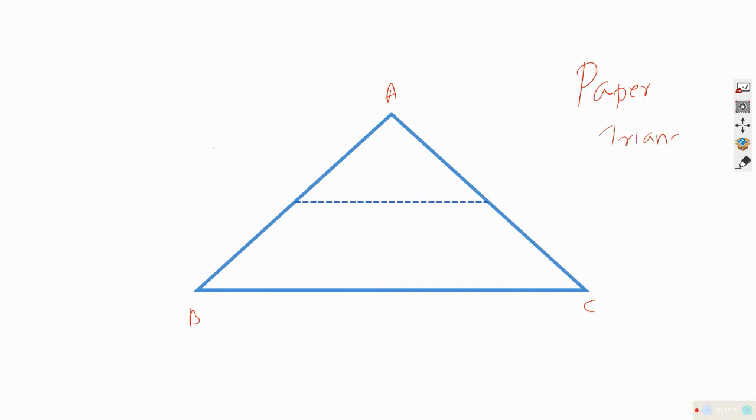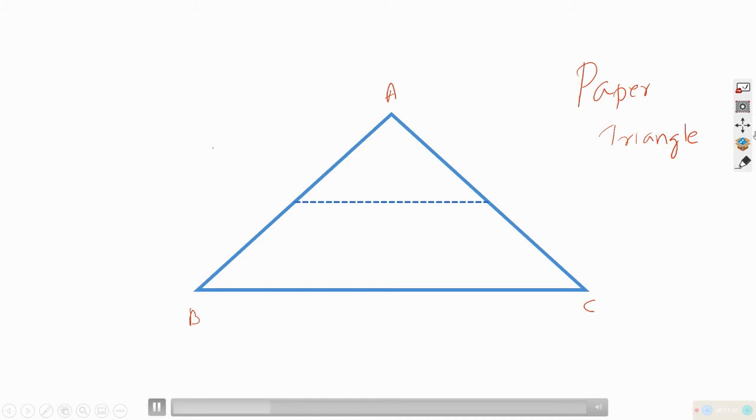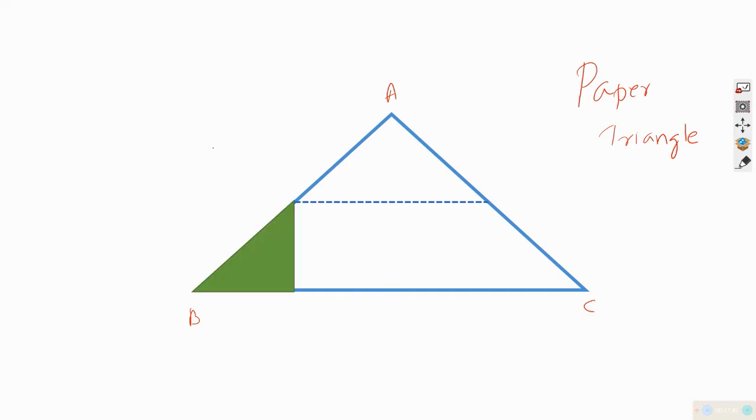It is a paper triangle. I am going to fold or cut this at this particular line, at this point, and I will be folding it over there. You please watch. Before that, let me mark this as B angle, C angle, and A angle. All the angles of the triangle are marked. Three angles are there, and I am going to fold it at the dotted line.